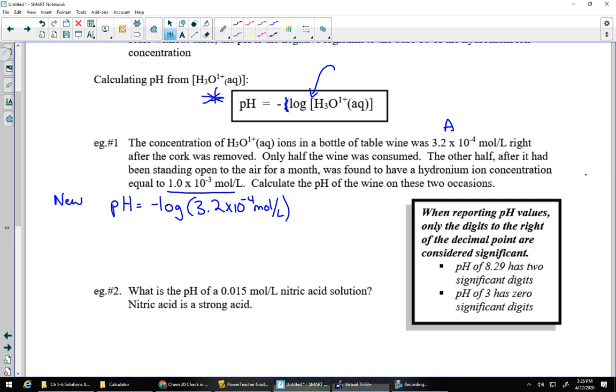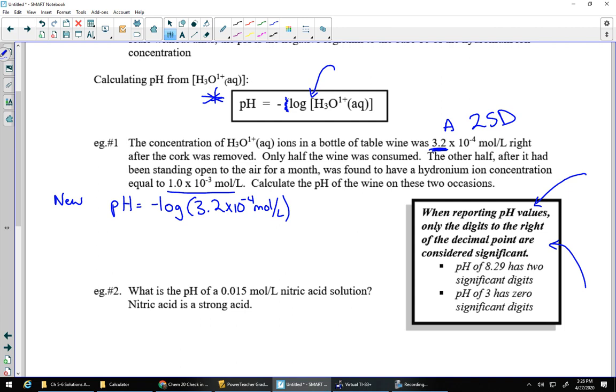There's a new rule for significant digits, by the way, which is over here. So my concentration, that's just a regular plain old number, I've got 2 significant digits, 2 sig digs in each of these.